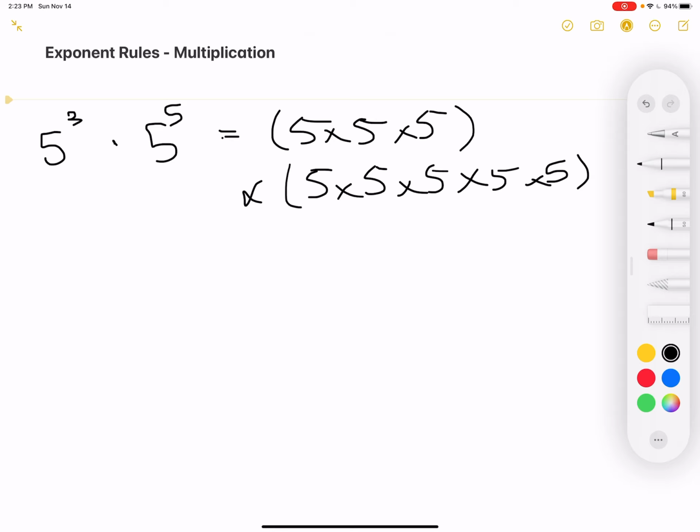What I'm going to do is count up my 5's. I've got 5 down here, 3 up there, that's 8. Write this as 5 to the 8th. Pretty big number. We're going to want to use a calculator to compute that.